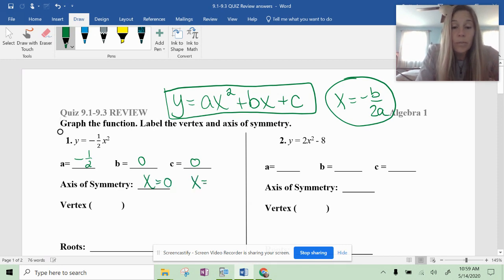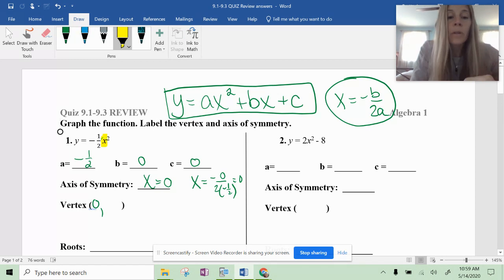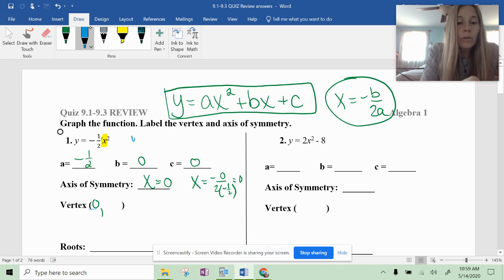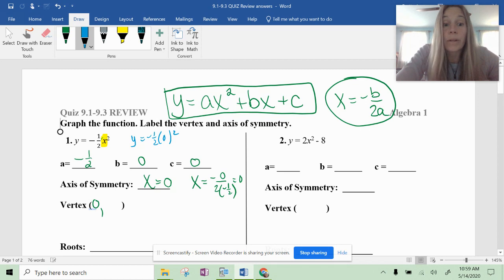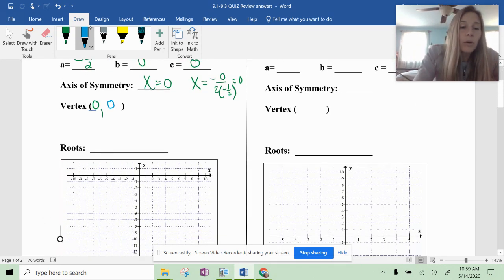So when you go into that formula and you do -0 over 2 times -1/2 or whatever, it's just going to be 0. So your vertex will be 0, comma, and then what do you get when you put a 0 in for this x? Well, if you do -1/2 times 0 squared, 0 squared is 0, and 0 times anything is still 0. So your vertex will be 0, 0.